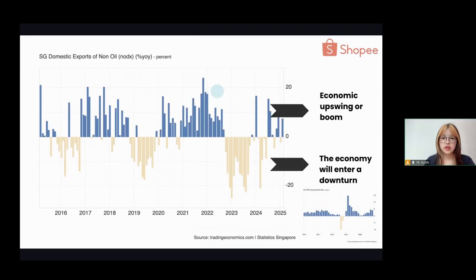The growth or contraction of NODX will reflect the change in GDP in the coming months. For example, when global demand rises and the exports perform strongly, it often indicates that the economy will enter an expansion period. When NODX continues to decline and the export market is weak, it is often a downturn in the business cycle. It can be said that NODX is a critical window of economic impending change.